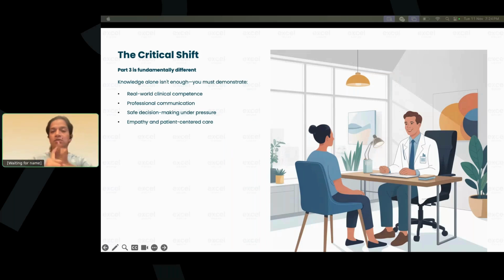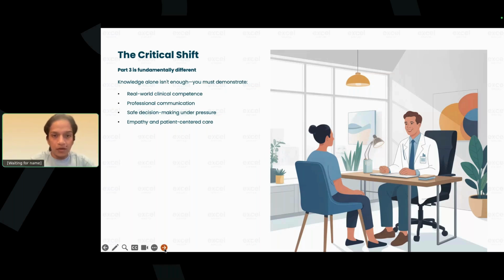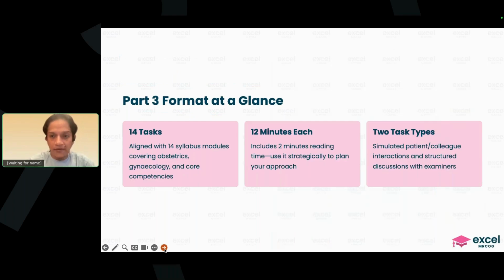All right, so what I was talking about are the fundamental principles that they are testing: your competency, professional communication, decision-making capacity, empathy, and patient-centric care. Now, we have already seen this. There are two types of tasks: you have the simulated patient task, the simulated colleague task, and you have structured discussions.